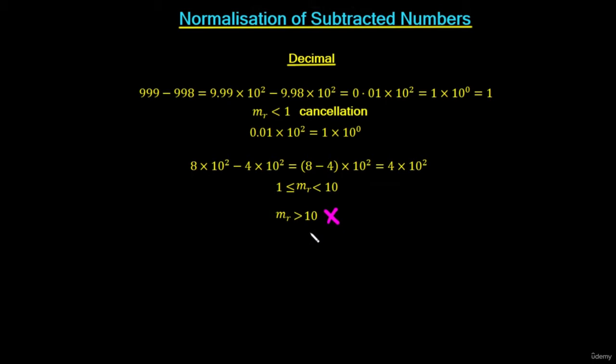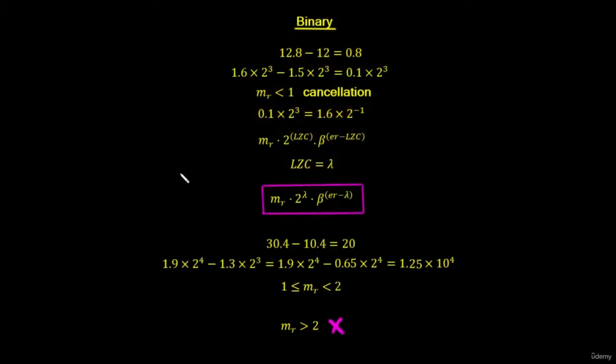So let's look at what happens in terms of the decimal, the binary system. Now let's look at the three binary equivalents. We're going to have MR less than 1, and we'll have the cancellation. We'll have an option where MR is greater than or equal to 1 and less than 2, and an option where MR is greater than 2. So we'll look at the last two options first of all, and then we'll look at the third option up here.